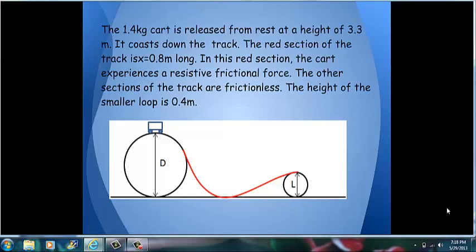This is my problem. The 1.4 kilogram cart is released from rest at a height of 3.3 meters. It coasts down the track. The red section of the track is 0.8 meters long. In this red section, the cart experiences a resistive frictional force. The other sections of this track are frictionless. The height of the smaller loop is 0.4 meters.